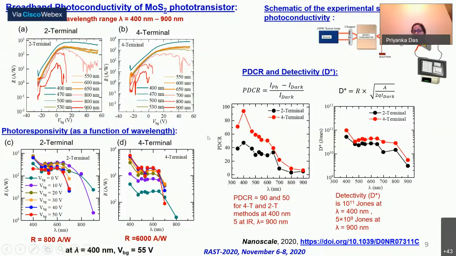And along with this, we also calculated the PDCR, which is photocurrent to dark current ratio, and detectivity, which are the important parameters for the photodetector. And we calculated by using these relations. And we also found that both PDCR and detectivity values are quite higher for four-terminal measurement compared to two-terminal measurements. And this detectivity value decreases with increasing wavelength, that is in the higher wavelength region.